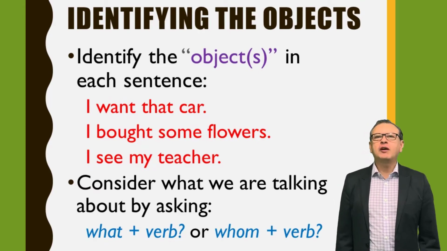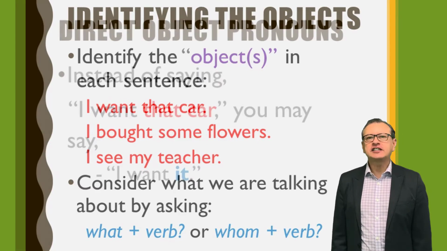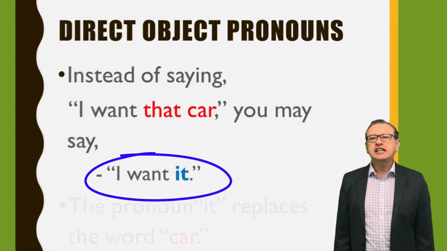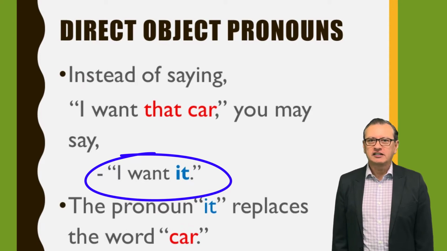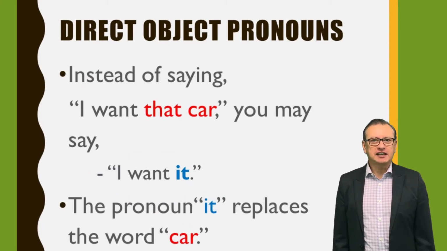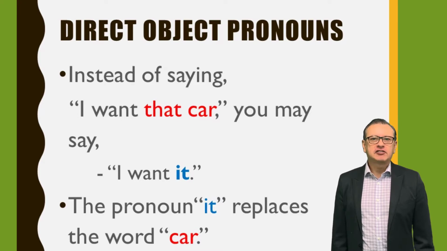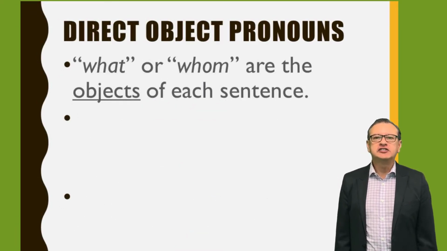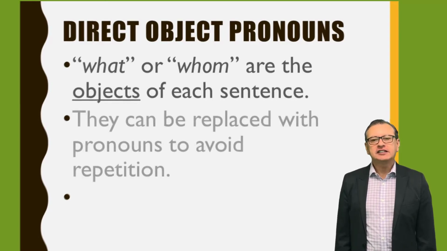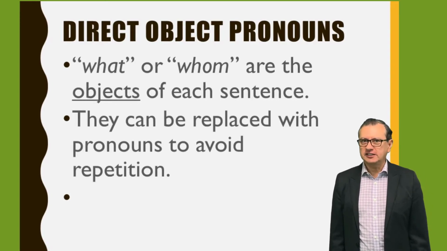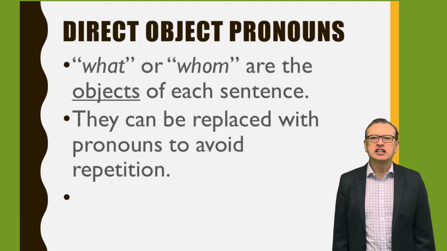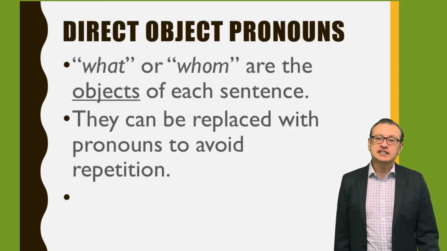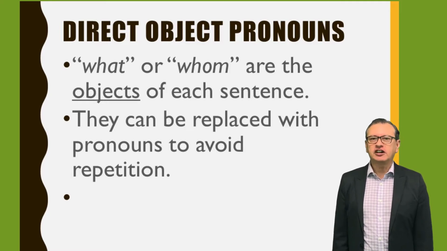So let's take a look at what we can do with these sentences. Instead of saying, I want that car, in English you would say, I want it, right? The pronoun it replaces the word car. And in Spanish, we do the same thing. We try to avoid repetition. So what or whom in Spanish become what we call direct objects. And for that reason, they can be replaced to avoid repetition. It's very easy when we are talking to a native speaker and we hear the person in the response or second sentence replace what they were talking about.